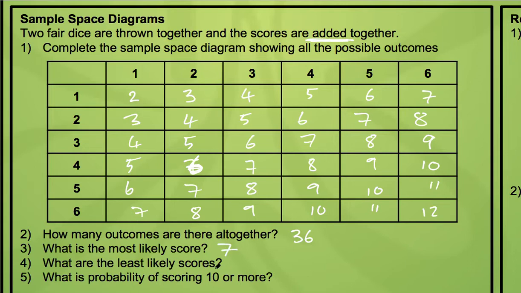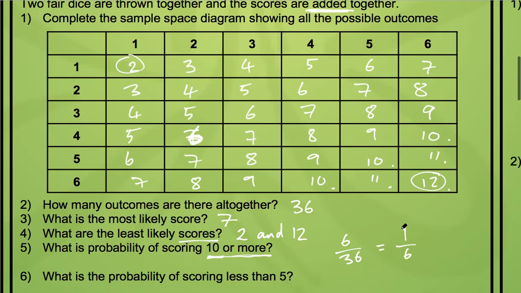What are the least likely scores? 2 least likely scores. They're in this corner. There's only 1 2 and there's only 1 12. So 2 and 12 are the least likely scores. So the probability of scoring 10 or more, that includes the 10 or more than 10. So we've got 1, 2, 3, 4, 5, 6 outcomes there out of the 36, which simplifies to 1 in 6, dividing top and bottom by 6 there.